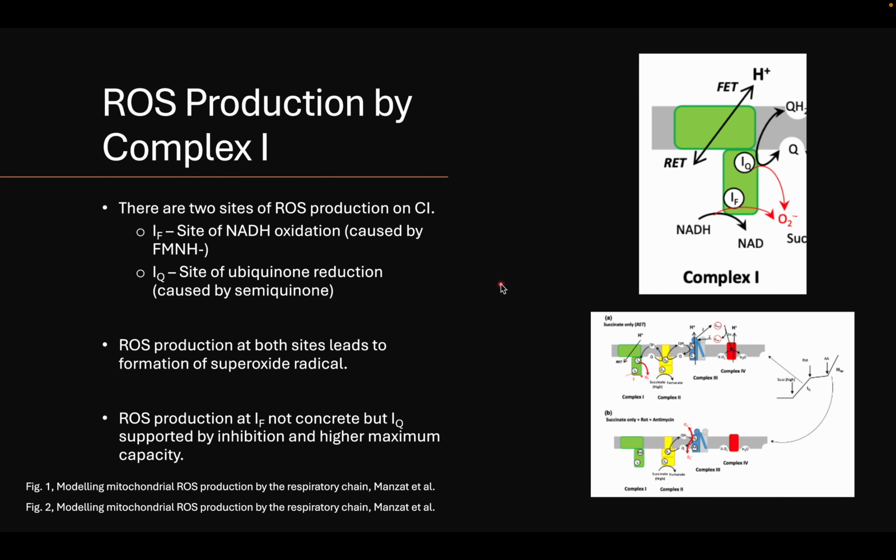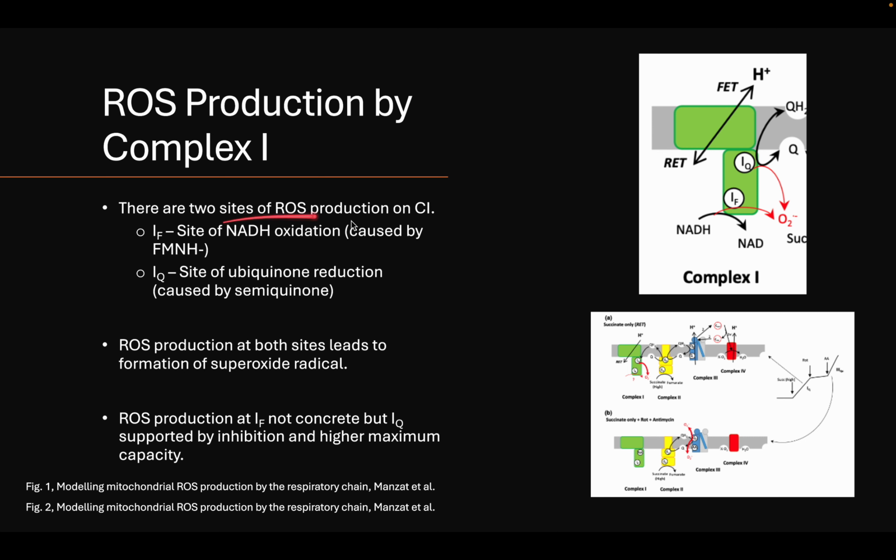Now, in complex 1, you have two sites of ROS production, site 1F and site 1Q. Beginning with site 1F, this is your flavin site, so your beginning site where your NADH sends electrons to FMNH. Now, this site isn't really very much supported just because there hasn't been much research into it, but what we do know as of now is that the ROS production produces superoxide radical, as seen right here, and it's namely through the buildup of the semiquinone of flavin mononucleotide.